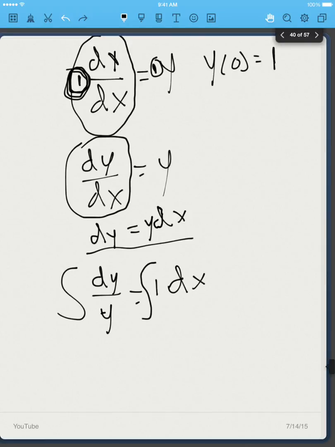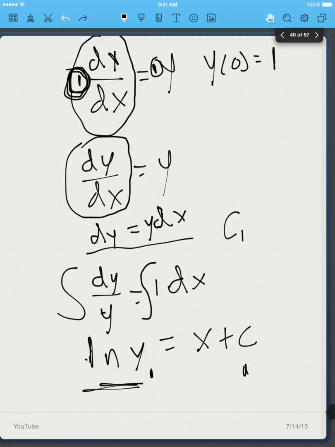So on the left-hand side, we just get ln of y. And on the right-hand side, we just get x plus a constant of integration. So you might be asking why there is not a constant of integration over here. Well, you do get one from here, and you get one here, but I'll just say that the left-hand side was C1, the right-hand side was C2, so I'll just say C2 minus C1 equals C to make things easier.